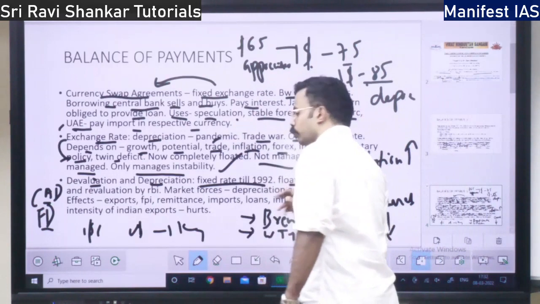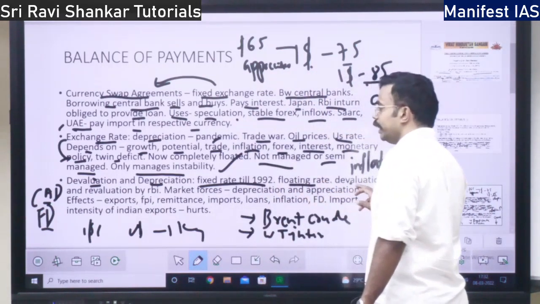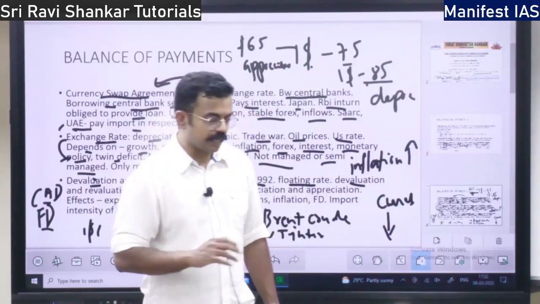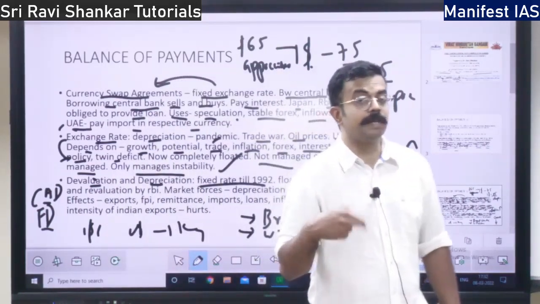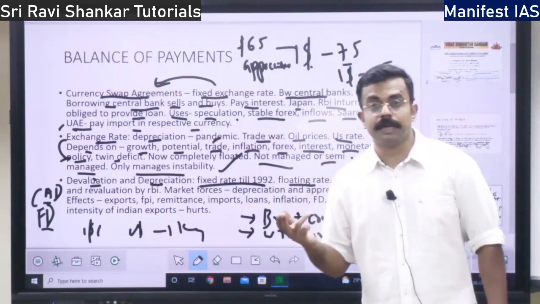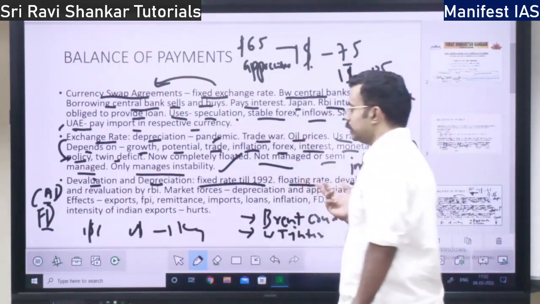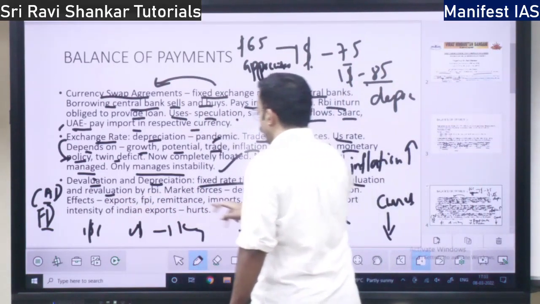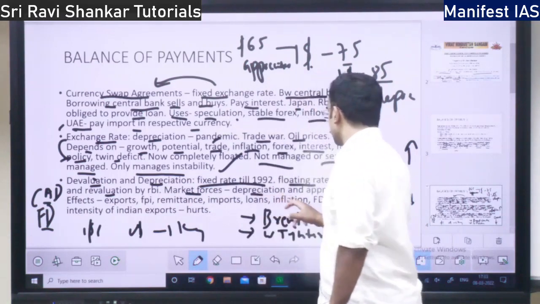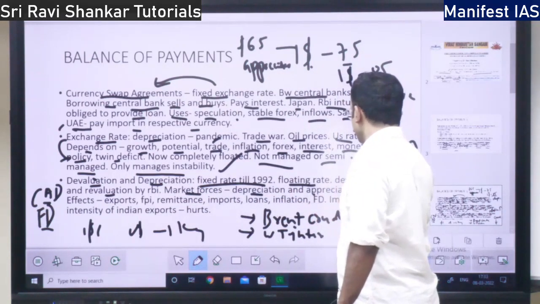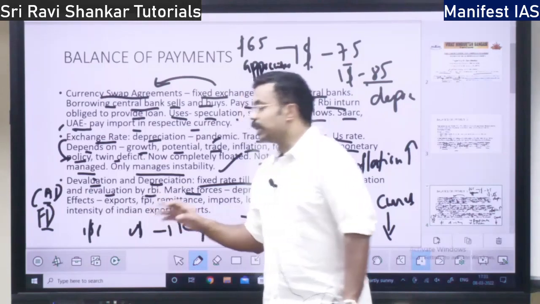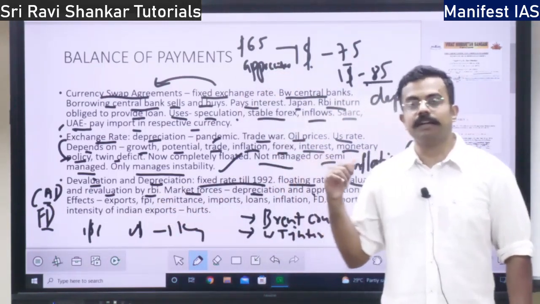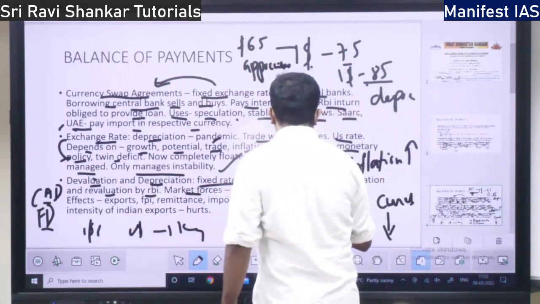Now we have a floating rate. I have told you already what a floating rate is. Then we devalued, right? Devaluation means depreciation of the currency by the RBI. Revaluation means appreciation of the currency by the RBI. Next you have market forces, depreciation and appreciation. If the RBI does it, it is devaluation and revaluation. If market forces do it, it is depreciation and appreciation.